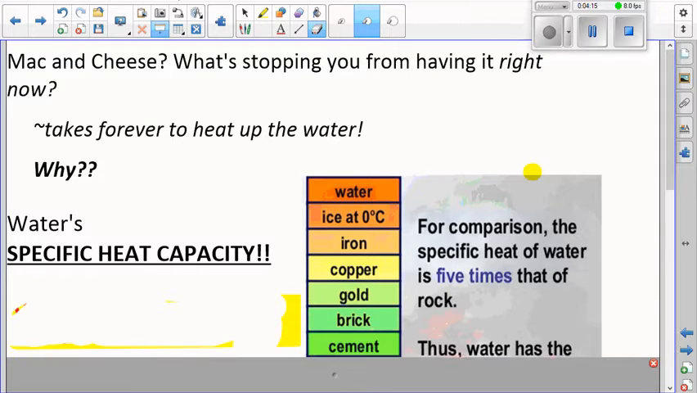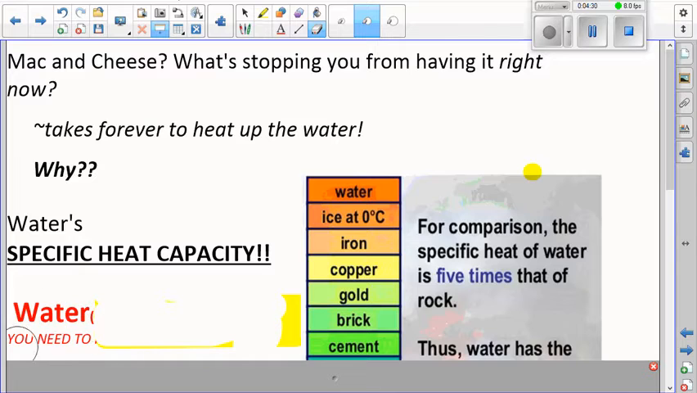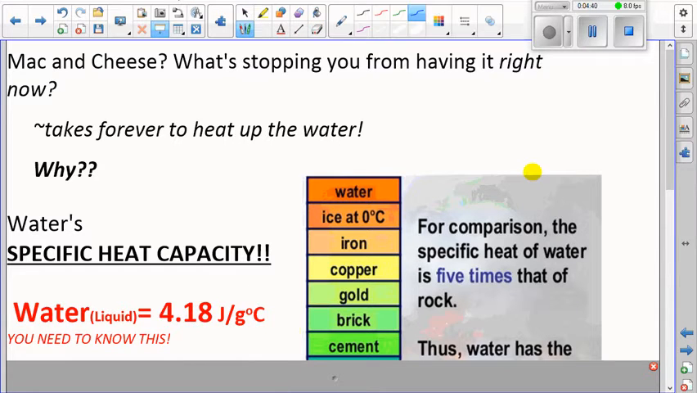Now here's the number you guys are going to have to memorize. This is sort of like a section 9 type situation on MSDS, or the density of water being 1.00 grams per milliliter. This is just one of those numbers that you just want to know. The specific heat capacity of liquid water, so not to confuse it with ice or anything, is 4.18 joules per gram degree Celsius. 4.18.